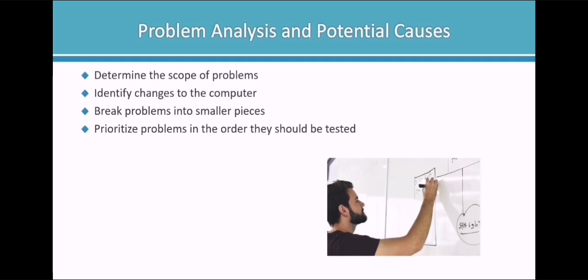Then you want to break your problems into smaller pieces. Remember, when you're questioning the customer, try to break each problem into a small component. Get all of the clues while you have the customer there. There may be a number of smaller components or smaller problems which cause their issues, such as a virus or a fragmented hard drive. You want to prioritize the problems in the order they should be tested. This is simply the order you resolve the issues.